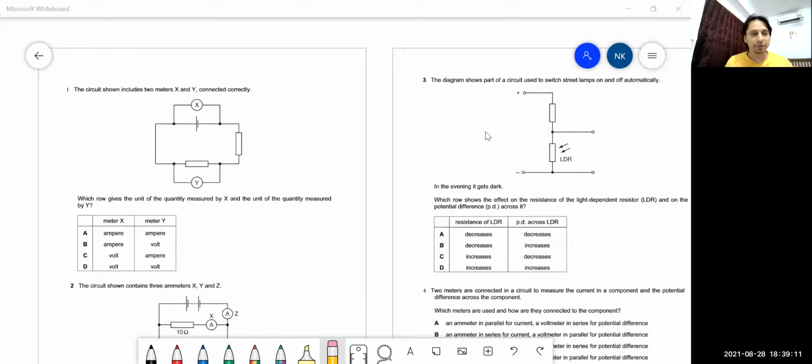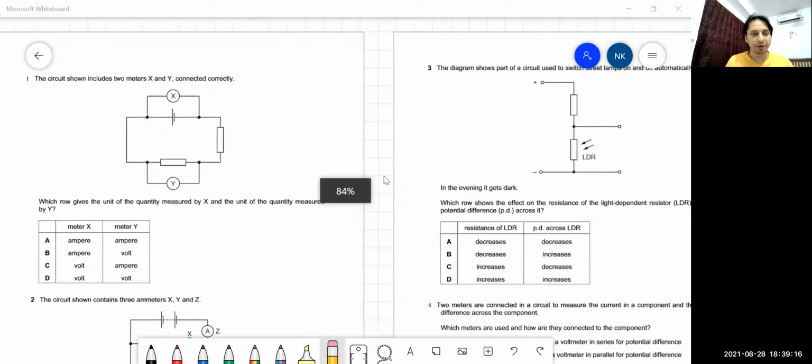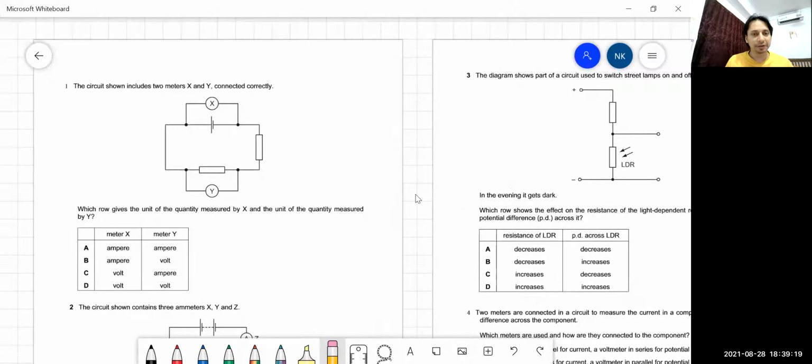If you read question number 1, the circuit shown includes 2 meters, X and Y. They are connected as per the diagram. Which row gives the unit of the quantity measured by X and the unit of the quantity measured by Y? Now children, we have meter X and we have meter Y, and both meters X and Y are connected in parallel, and we know a voltmeter is a device which is always connected in parallel.